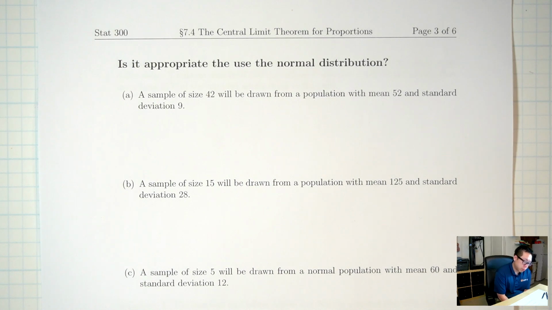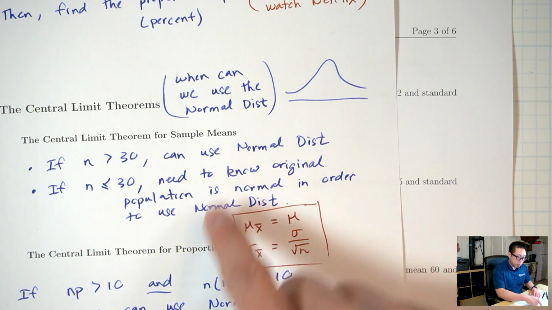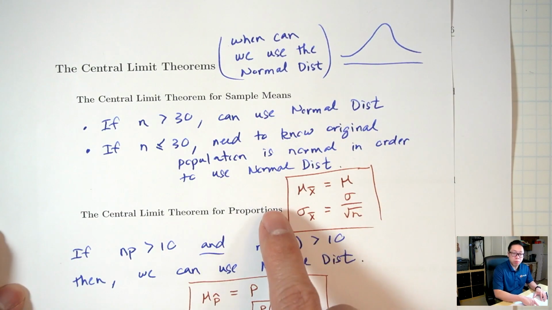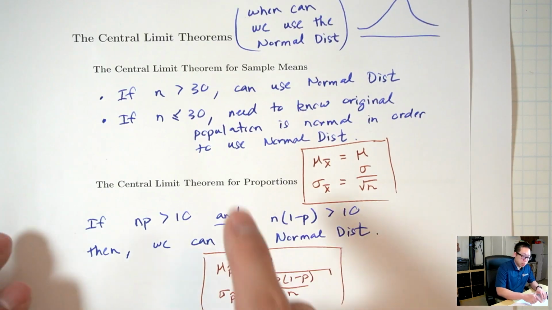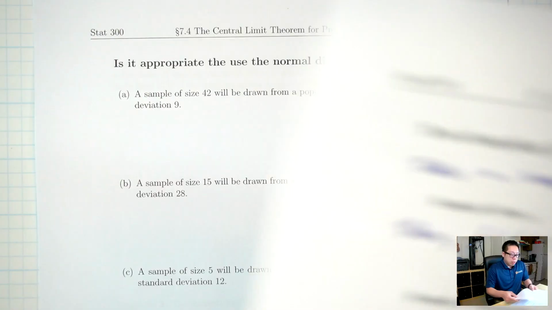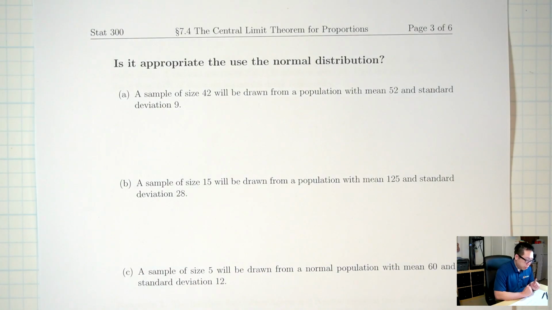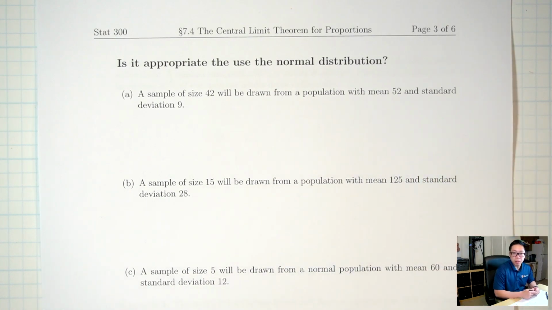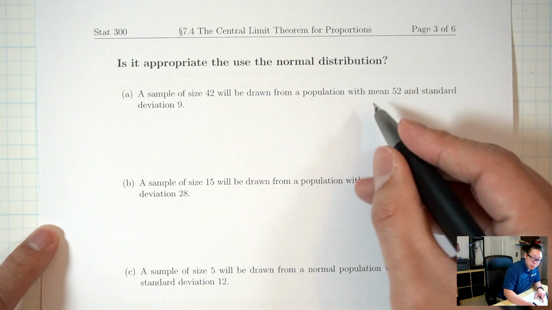Part A. A sample of size 42 will be drawn from a population with mean 52 and standard deviation 9. Now, because we're dealing with both mean situations and proportion situations in this section, we have to first decide whether we're talking about means or proportions, because the requirements are different in each case. Notice that I see the words mean and standard deviation. That's a good way to decide. If you see the words mean and standard deviation in your problem, then it is going to be a mean situation.